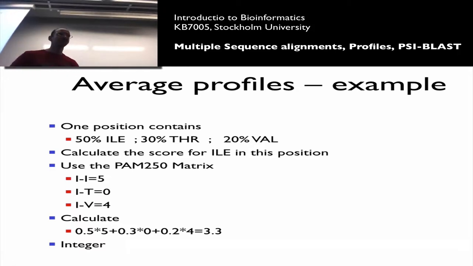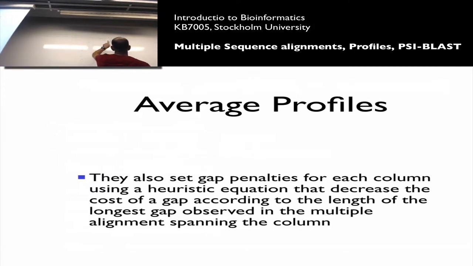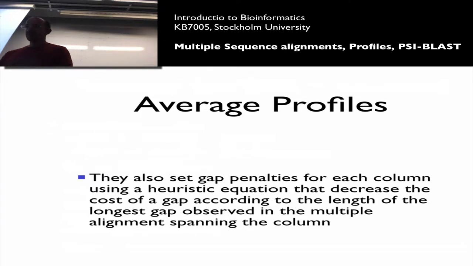So that's easy. And actually then for some reason they rounded it to make an integer, but that's because it was faster to calculate in '87, because floating points were slow. They also use some kind of specific gap penalties. So if you have gaps in one position here, you can say you have a lower gap extension cost, but that was kind of just a heuristic equation they used, so no real problem there.